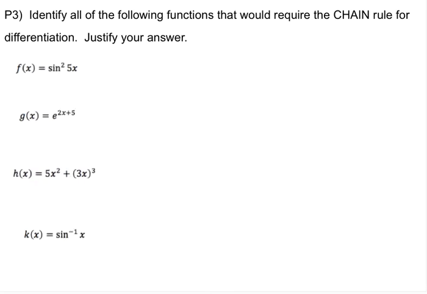All right, identify all of the following that would require the chain rule, meaning a function inside your function. Well, this one is definitely a chain, right? It's a sine with a 5x on the inside of the sine, and that entire sine is inside a squared. So that is definitely a chain, right?